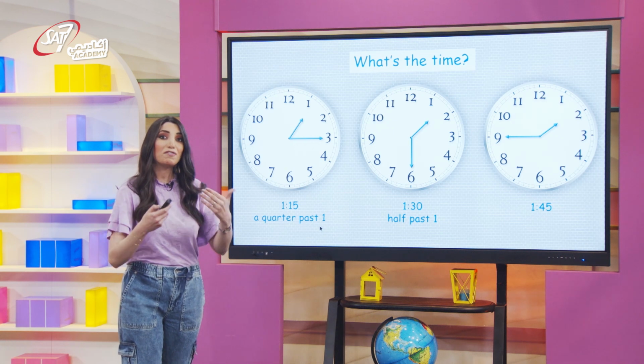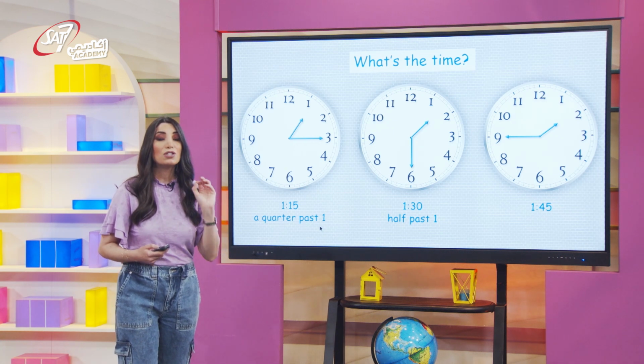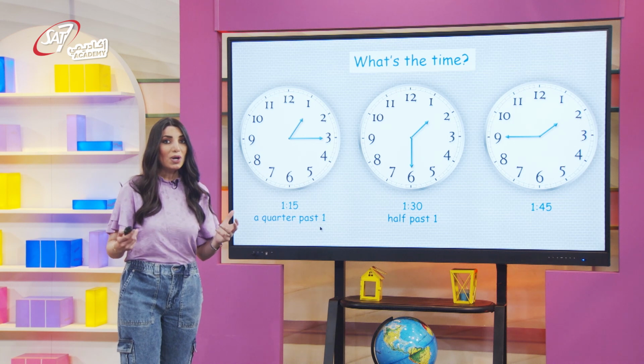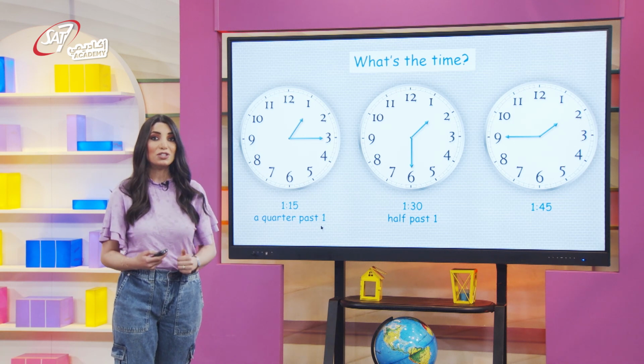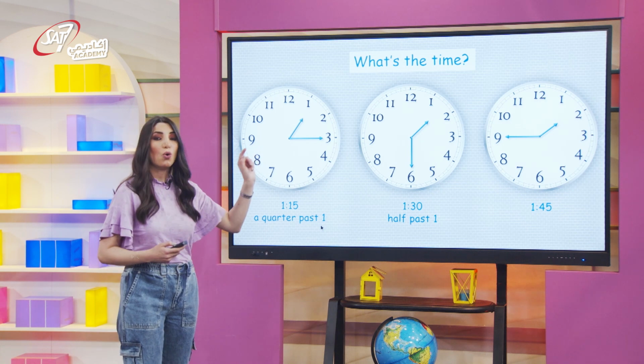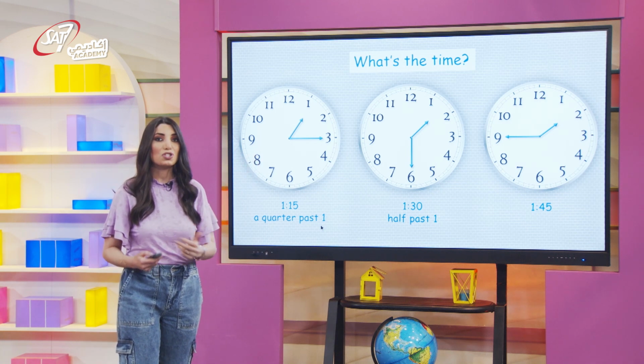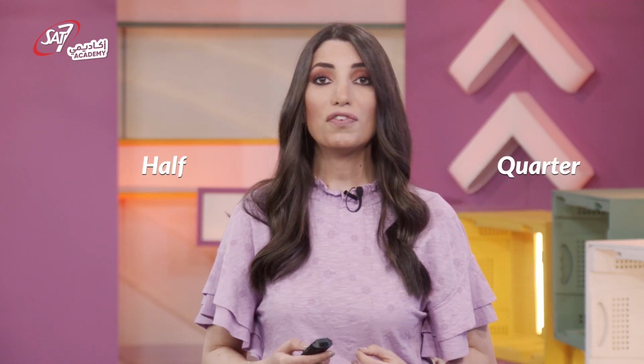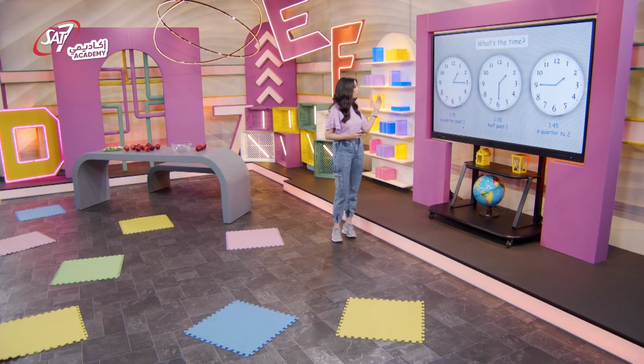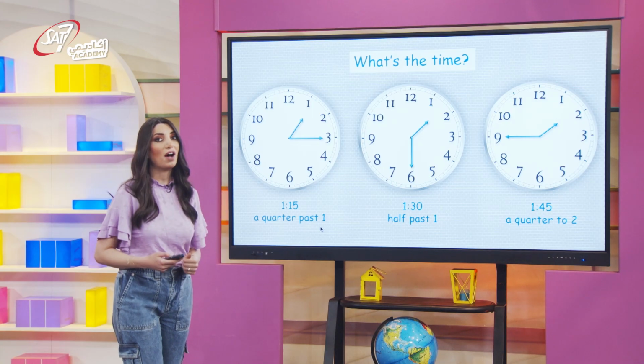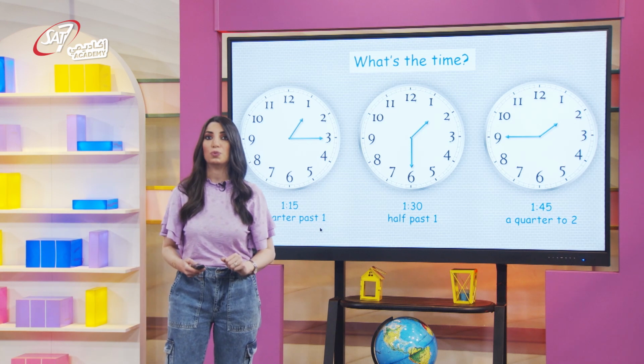45 minutes passed after 1 o'clock. So it will be 2 o'clock very soon. How much of an hour is left for it to be 2? 15 minutes, or a quarter of an hour. So what's the time? 1:45. There are 2 ways to tell the time using the terms quarter and half, which refer to fractions of an hour. 1:15 or a quarter past 1. 1:30 or half past 1. 1:45 or a quarter to 2.